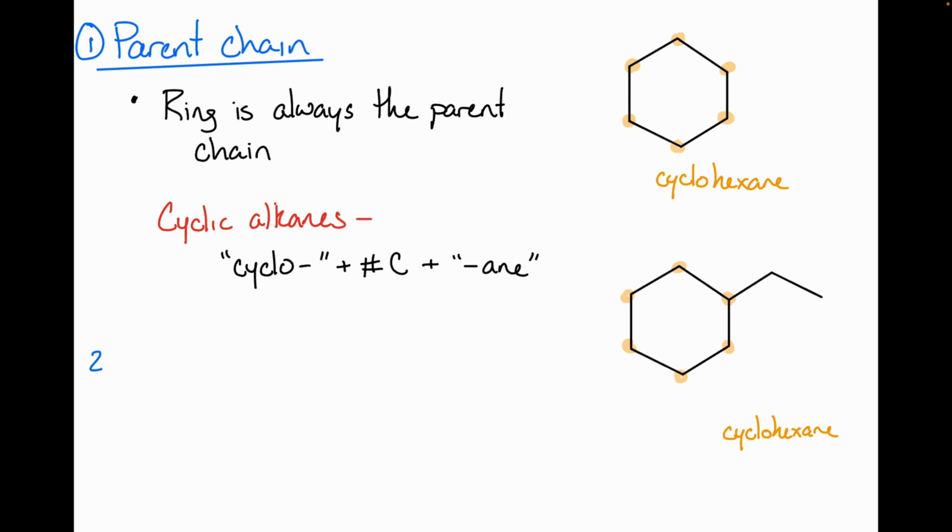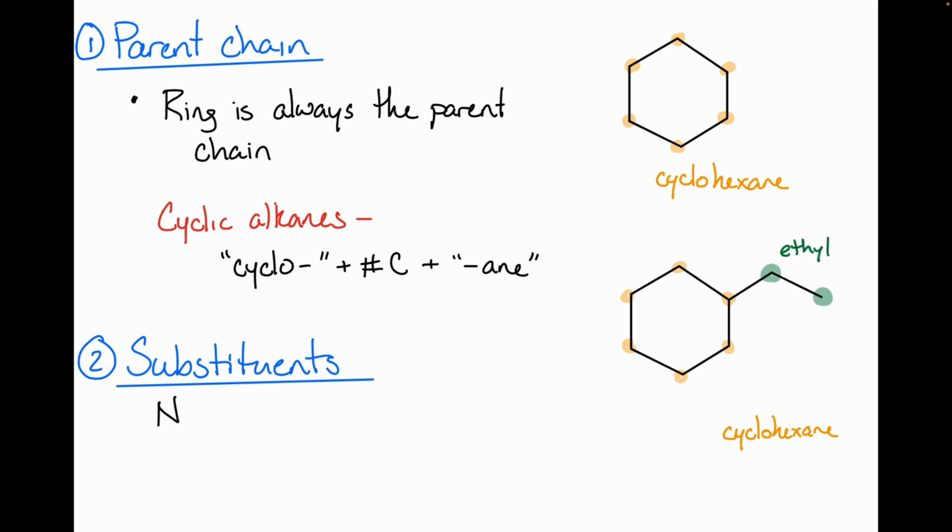What was step 2 in our nomenclature? Substituents. And here we've got nothing new. We just have our same alkyl substituent, a 2-carbon alkyl group. What would I call that? An ethyl group. So for substituents, we're going to simply say nothing new.